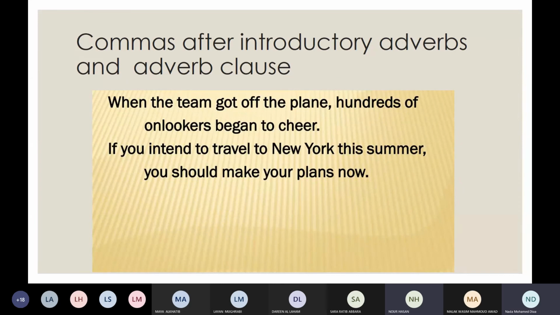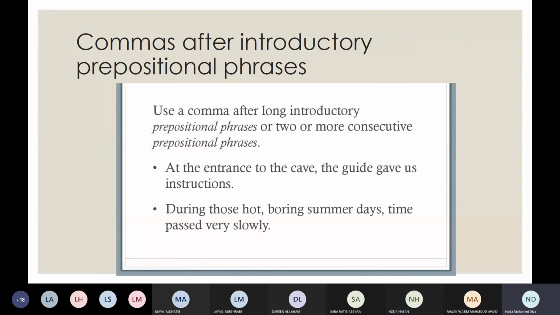Excellent, dear. Noor, explain this, please. Yes, so commas after an introductory prepositional phrase: when the sentence begins with a prepositional phrase like at or during, as given here in the examples. For example, we are supposed to put a comma after it. Yes, thank you.